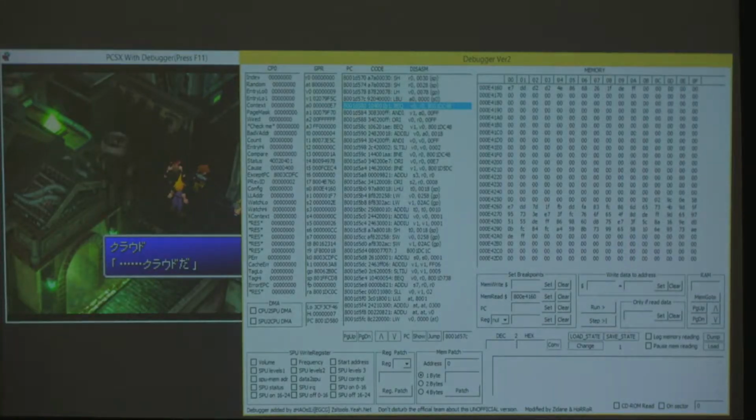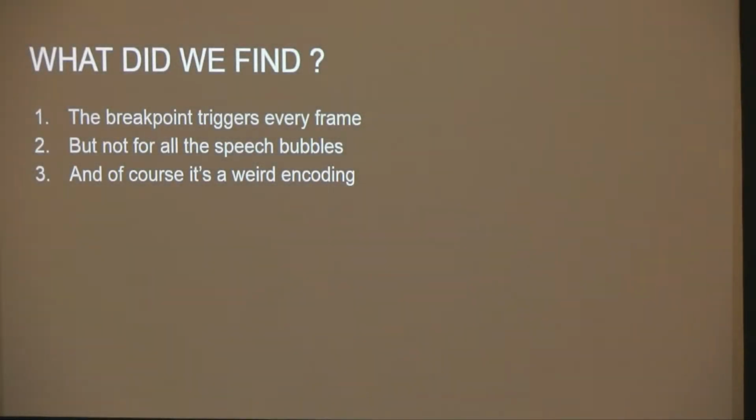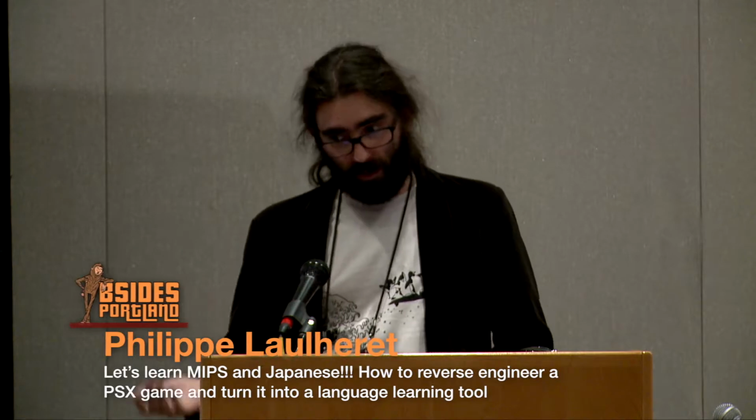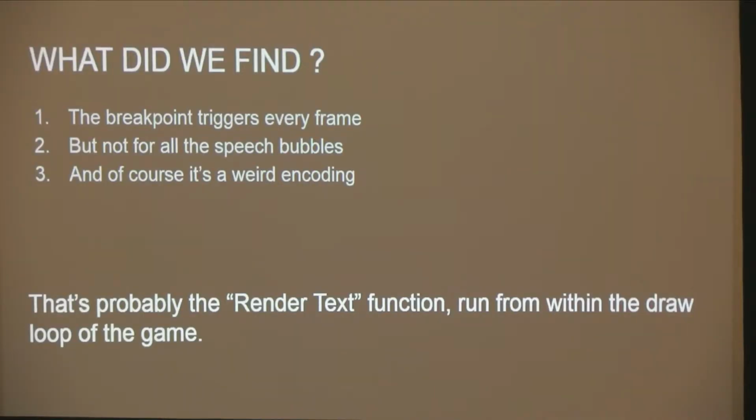So here's the funky debugger back. If you get lost in the cluttered interface, the memory breakpoint is the first orange thing here, and then you click on run, which is kind of hard to find. And so we find a memory location that's accessing that address. When we run that in real time, every frame of the game the breakpoint triggers, but not for all the speech bubbles, only some of them. And we've seen there is a weird encoding going on. So what we actually have is most likely a function in the draw loop of the game, run on every frame, and that's going to render the text from whatever encoding.